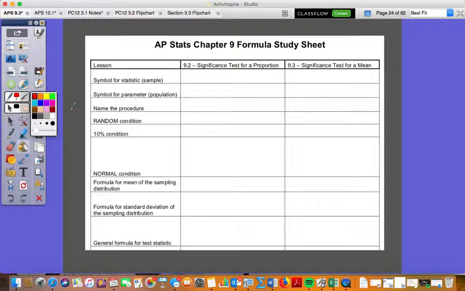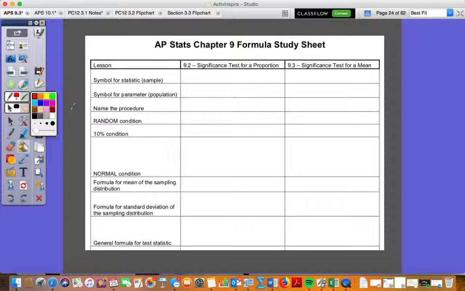Tell me, what's chapter 9 about? Give me an overarching idea of chapter 9. Significance tests. What was chapter 8? Oh, it was the confidence intervals, right? Cool. So we have confidence intervals into significance tests.